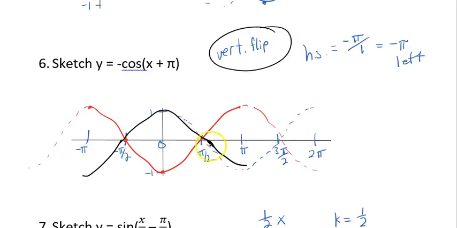So you catch me in my mistake, but I caught it before I totally finished the video. So there is our flip of the cosine graph. Please fix it if you wrote it down incorrectly in your notes. And that concludes this lesson.